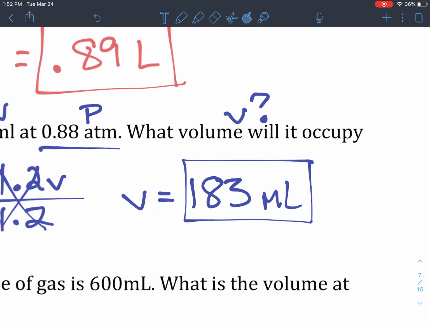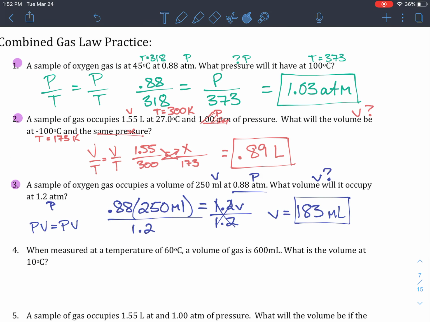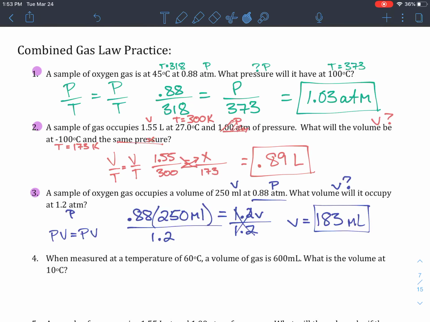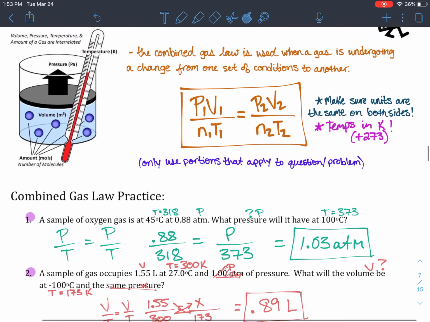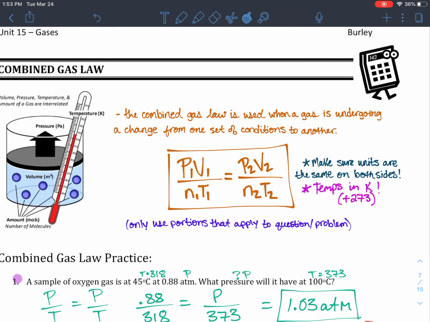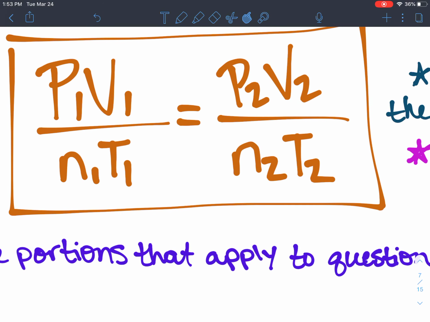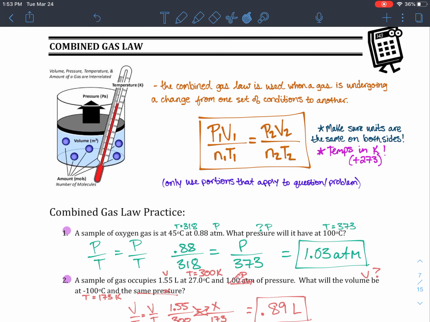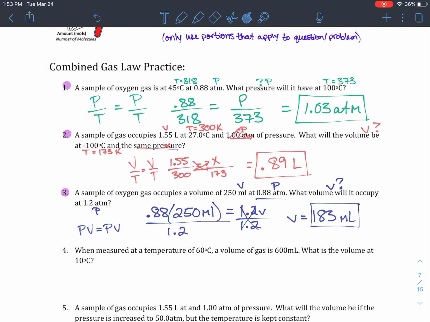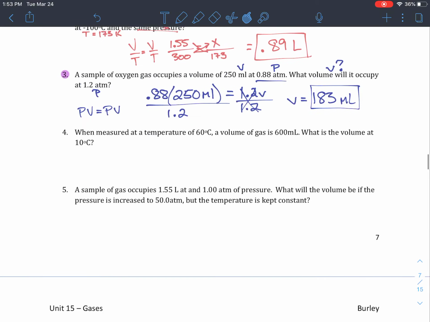And that is a couple examples with the combined gas law. Now, some examples, it actually gives you 5 numbers, and you might be dealing with 3 variables, like PV over T equals PV over T, and you're solving for the final temperature or something like that. In that case, you just do it the same way, and you solve for the missing variable.